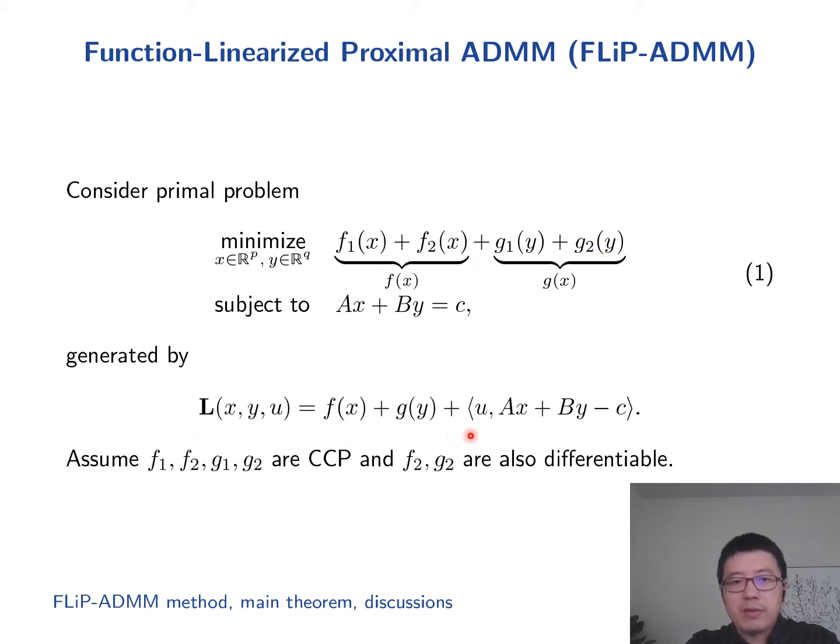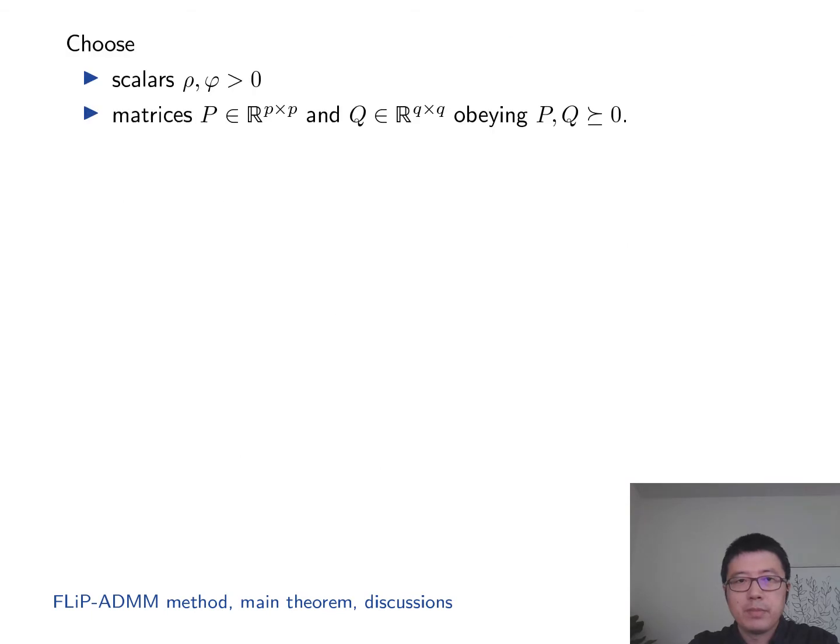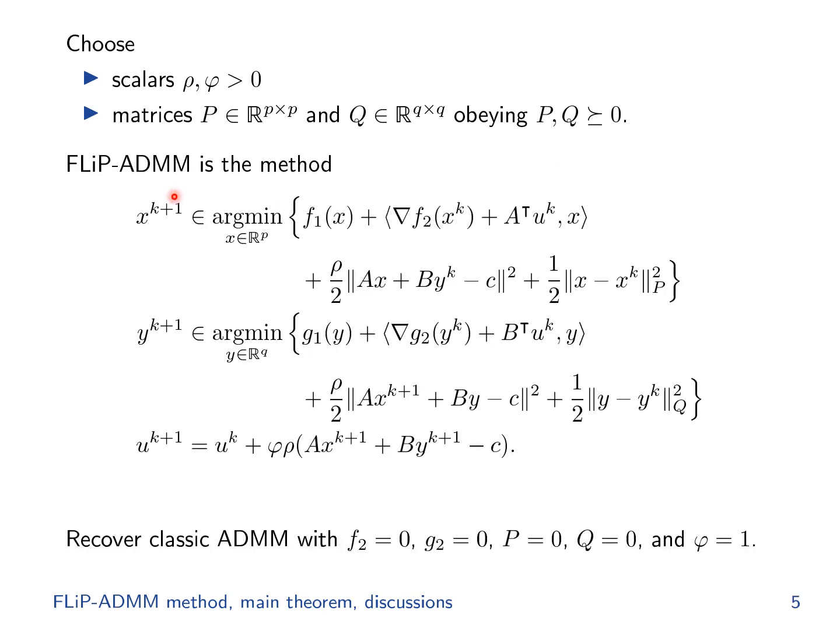Here we write down its Lagrangian. To present the method, we choose scalars rho and phi and symmetric matrices P and Q that are positive semi-definite. FLiP-ADMM is a three-step method. It updates x, then y, and then u, and loops like this.